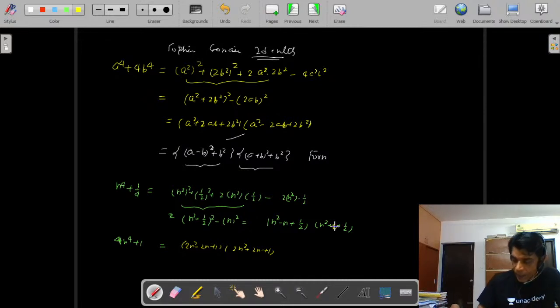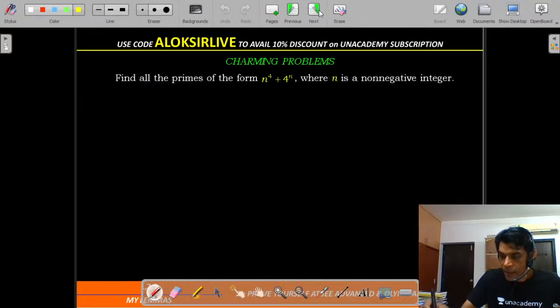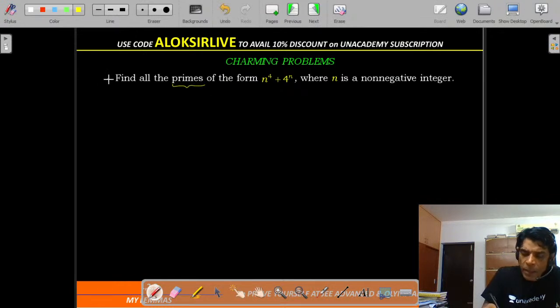Okay, let me move on to the first example, which I will call the poster boy of our examples, because that is one you will find in every book. It also came in RMO long back. Long back means maybe 20 years ago. It was good. Now it is a very simple one, but good for introduction.